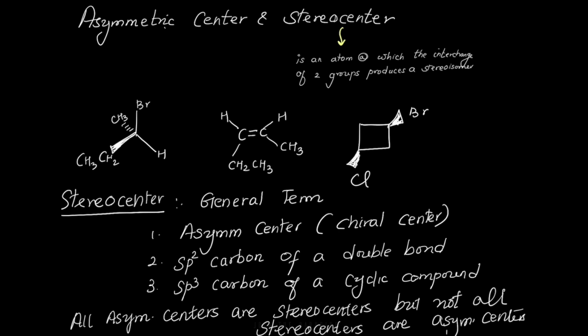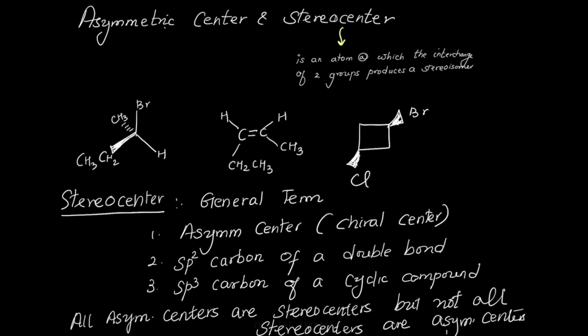Okay, now let's look into the difference between asymmetric center and stereocenter. Asymmetric center, also called chiral center, is a carbon atom which is actually connected to 4 different groups or atoms. So here you can see that this is a chiral compound because of the presence of the asymmetric center, or the chiral center, where this carbon is actually connected to 4 different groups.